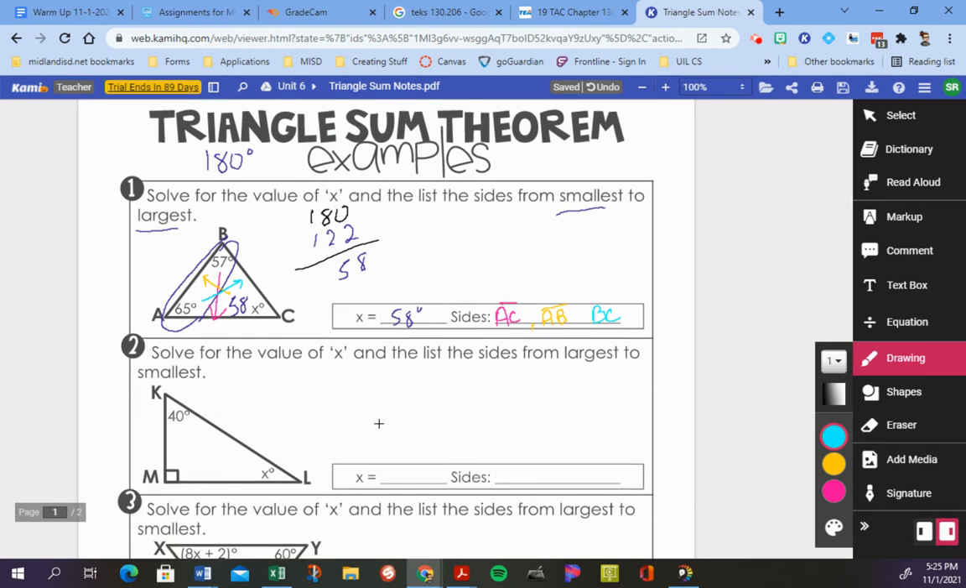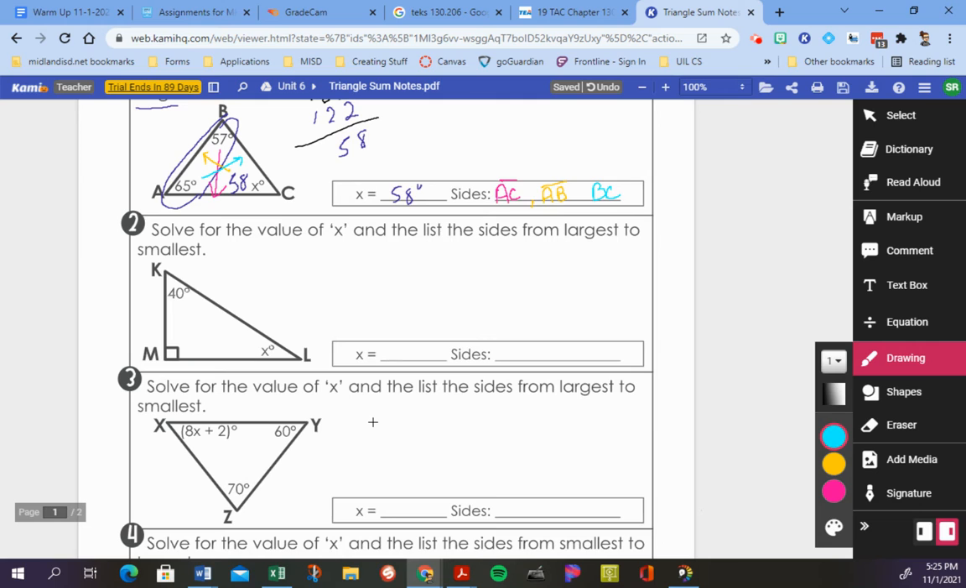Let's go to the next one. Well, we know that this marking right here is 90 degrees. So let's mark it 90 degrees. 40 plus 90 is 130 degrees. And we're going to subtract that from 180. And that gives us 50 degrees. So X is 50 degrees.